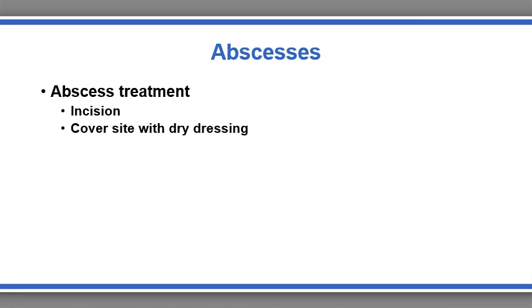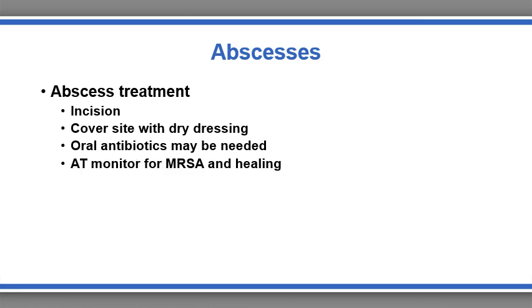You can also cover the site with a dry dressing. Typically, oral antibiotics might be needed with this, depending on how widespread the infection is. Many times a Staphylococcus aureus infection causes a large percentage of skin abscesses, and that could be a much larger infection. So it's really important that you're able to identify this as it's forming and refer to see if there needs to be incision and drainage. Monitor for MRSA again, and make sure that it's starting to heal.